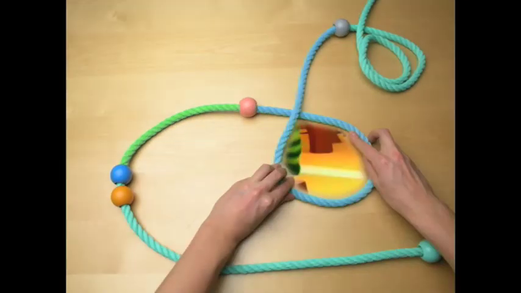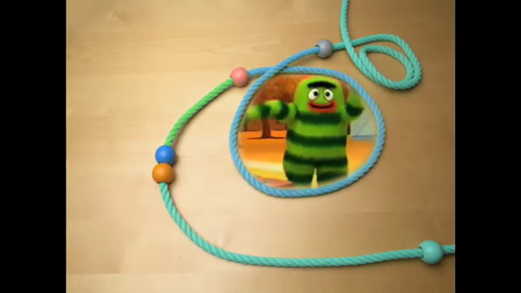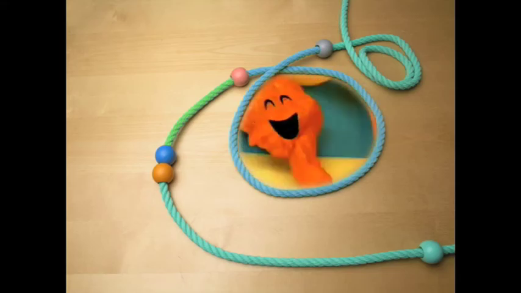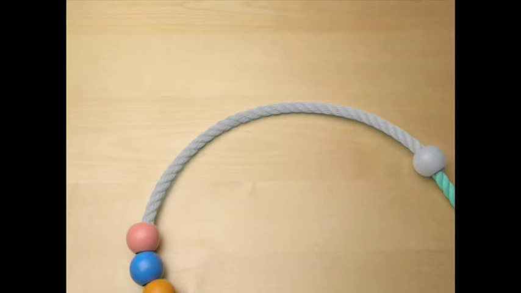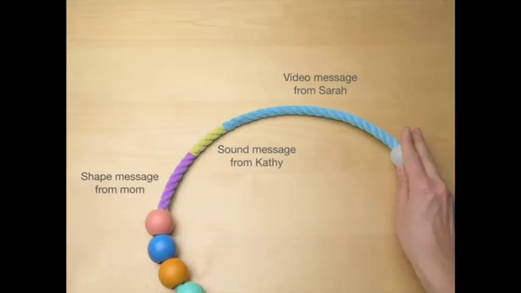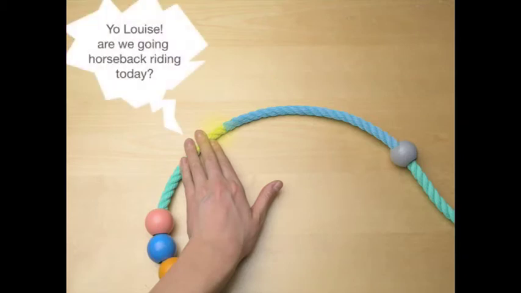By making overlapping circles, you create a screen. This can be used for visual information. In communication mode, you can choose between 3 different kinds of communication: sound, video, or shape. You can see or listen to messages as well as respond.